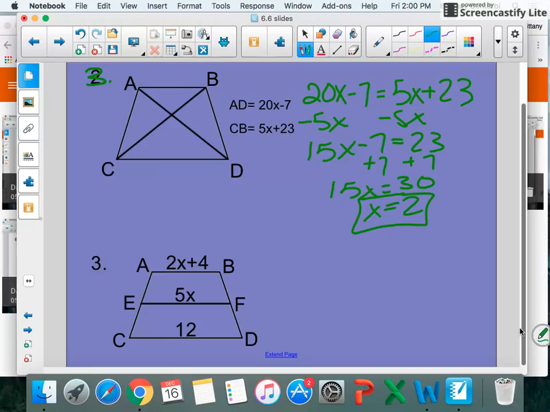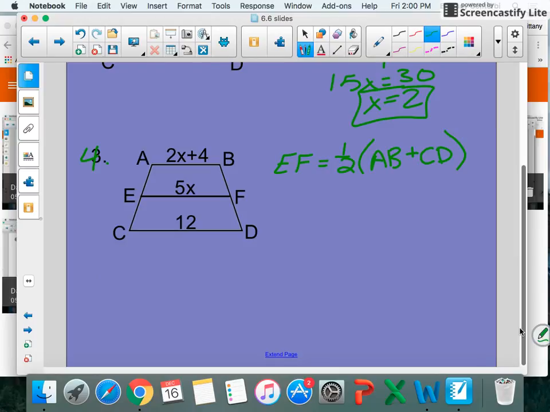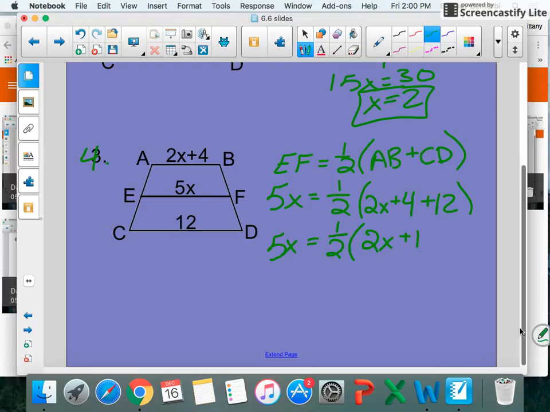Our last problem should be problem 4. This is where that weird equation comes in. It says that EF, which is my midsegment, equals half, and then in parentheses I add my two bases, so AB plus CD. Then I'm going to plug in my numbers. EF is 5x, keep the half out front, plug in for AB 2x plus 4, and then CD is plus 12. Simplifying, I get 5x equals 1/2 times 2x plus 16.